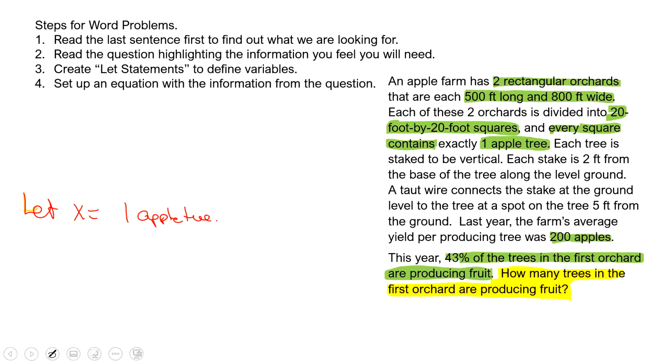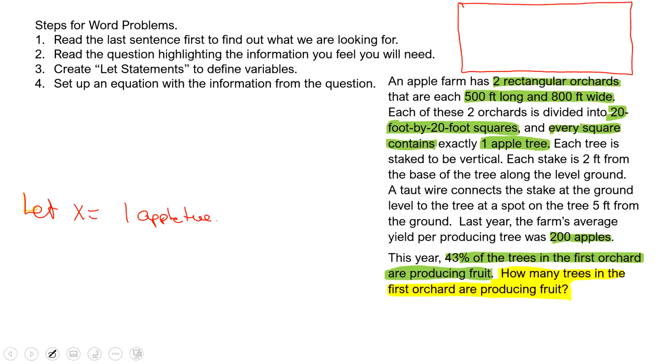What this one's going to do is we're going to set up an equation. From what we see here, it's really hard to set up an equation. What we're really going to have to do, and sometimes you might have to do in word problems, is we're going to draw a picture. So I'm going to draw a picture up here of one of the orchards. The first orchard really is all we're looking for.